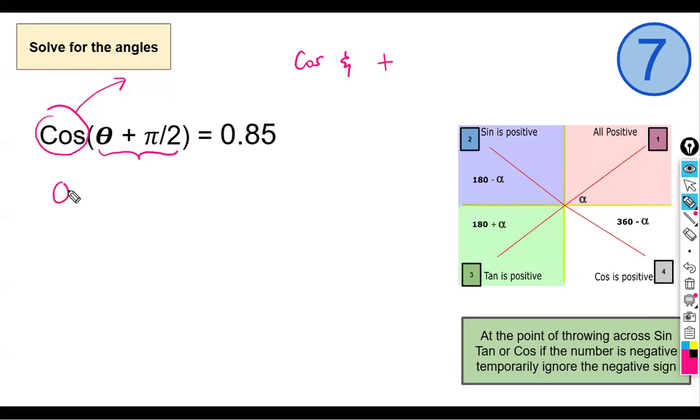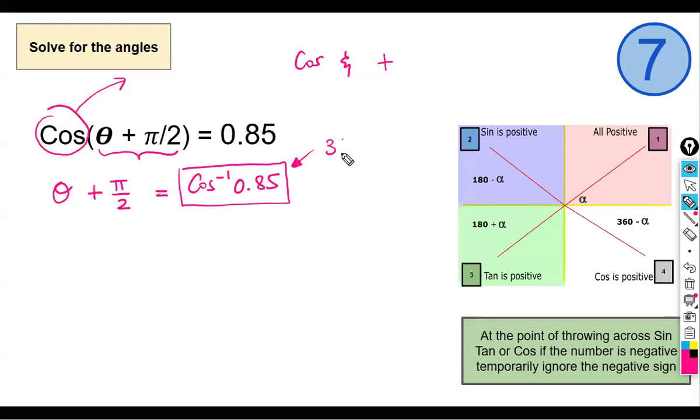So far, when we throw across the cosine, we're left with what? Theta plus pi on 2, and we have cosine inverse 0.85. This will give us our basic angle, so let's see what we get. Second function, cosine 0.85. So the answer we get from this is 31.79. Remember, it's a positive question, right?